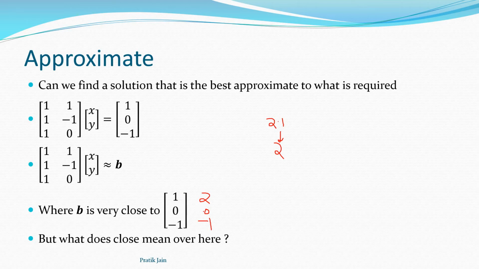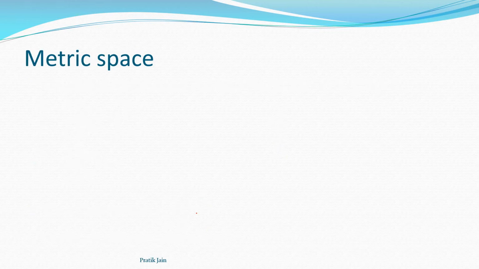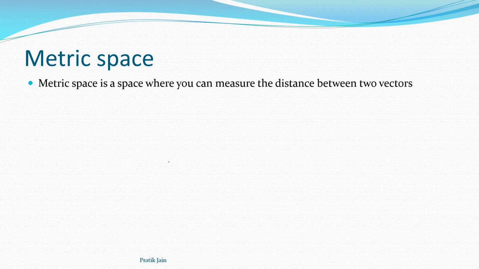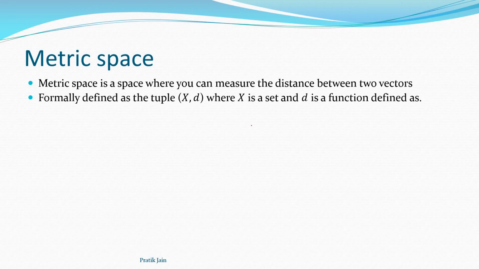So there has to be something that measures the closeness between two vectors, or in other words, measures the distance between two vectors, right? So for that, we need a metric space. A metric space basically is a space where you can measure distances between two vectors. So that is the motivation for metric space, right? So let's see the formal definition.